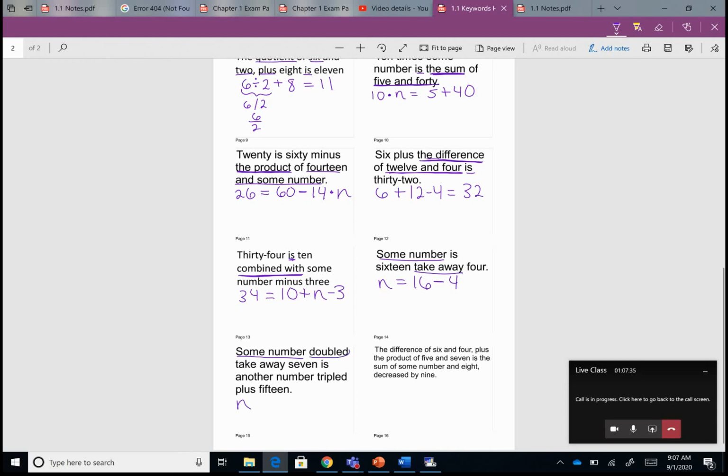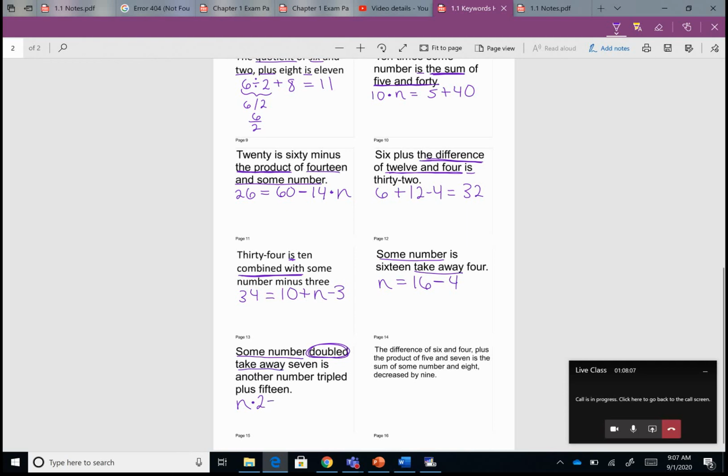doubled. Now, if you look on your foldable, doubled is in the multiplication section. But we have to think about what it means to double something. We can't just put a times there and something is doubled. I always like to think about baseball. Maybe you're a baseball fan. I think about hitting a double in baseball. If I hit a double, that means I end up at second base. It means I got to run 2 bases. So if I double something, I'm going to multiply it by 2.